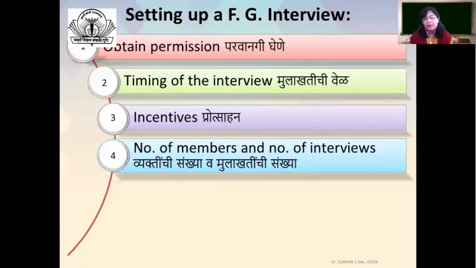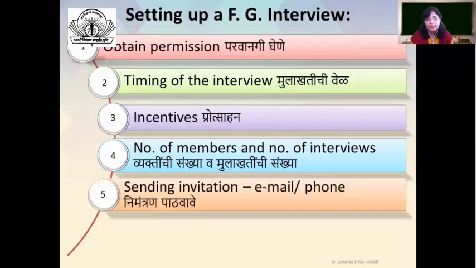That normally happens in qualitative research, where you can keep on adding to the data as you keep on analyzing it. So that is a more flexible method of conducting research. So that's regarding number of members and number of interviews.